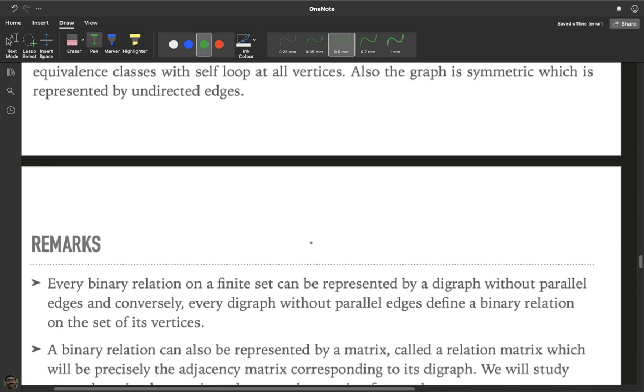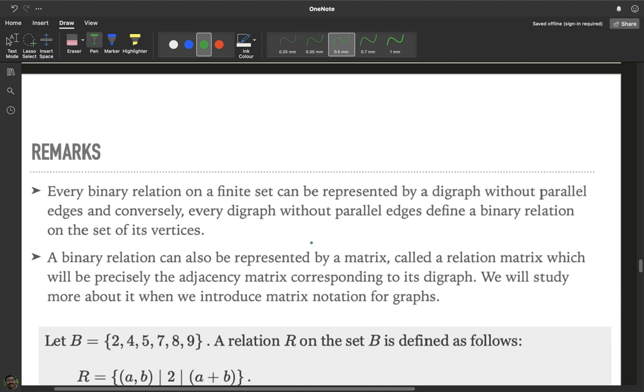Now let us look at some common remarks. Every binary relation can be represented by a digraph without parallel edges. Why is it so? What do you mean by parallel edges here? Suppose this is a digraph like this, with vertices 1, 2, 3, 4, and parallel edges would mean that I am drawing an edge from 1 to 2 again. When you represent binary relations, there will not be parallel edges.